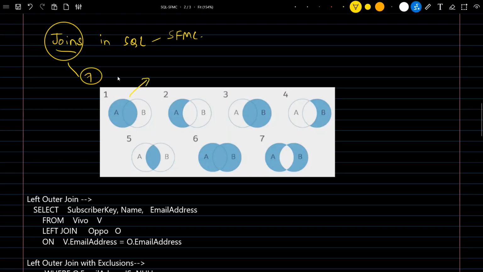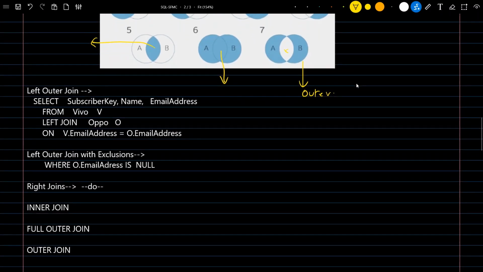So this is basically called a left outer join. This is called a left outer join with exclusion, because here the B fields which are in common are excluded. Similarly, this is the right join and this is the right join with exclusions. This is called inner join. This is called a full outer join and this is called outer join. Here the intersection elements will not be included. So let's see how to write the query for them.